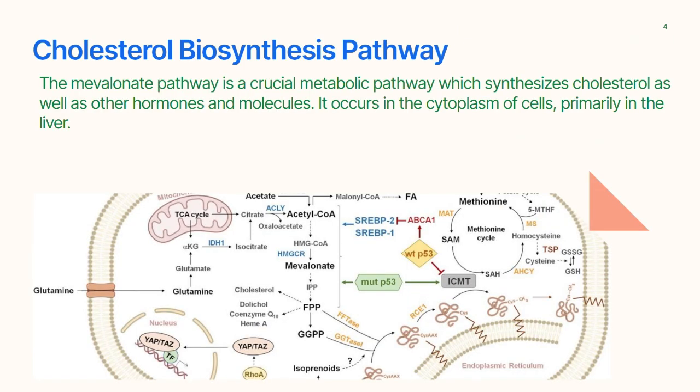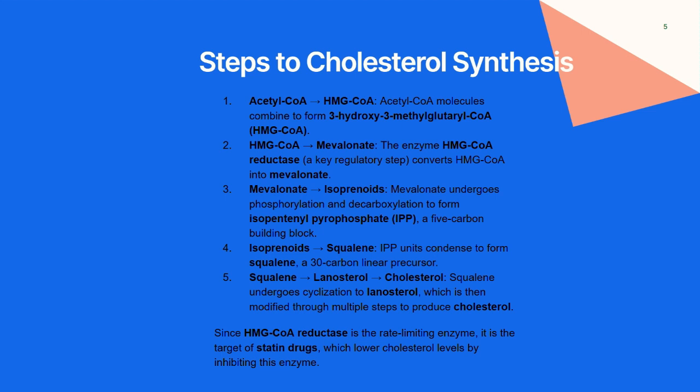Now, as for its cholesterol biosynthesis pathway, it is used specifically in the mevalonate pathway, which I'm going to go over in a little more detail in a minute. This is a crucial metabolic pathway which synthesizes cholesterol as well as other hormones and molecules. It usually occurs in the cytoplasm of cells, primarily in the liver. Now, these are the different steps of cholesterol synthesis.